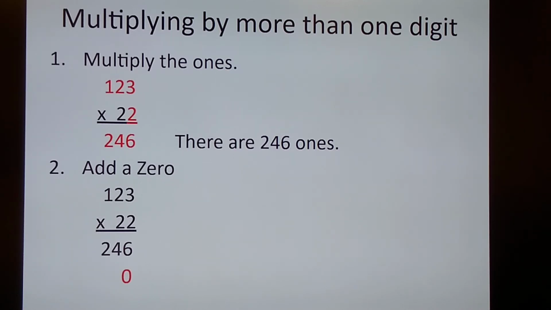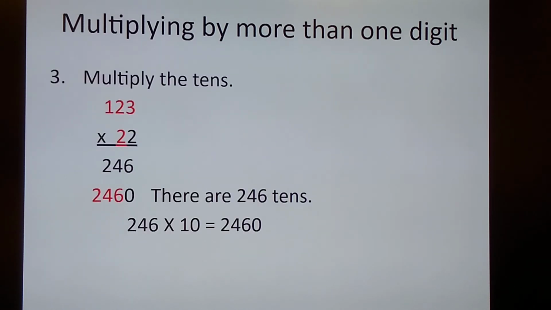Now, step number 2, add a 0 underneath the ones place in 246, the answer you have so far. Bring down a 0. And now we'll multiply by the tens. So the 2 in 22, that's in the tens place. You multiply by the ones, the 3, by the tens, the 2, and by the 1, the 2, and you end up with 246 again, but remember you added that 0.